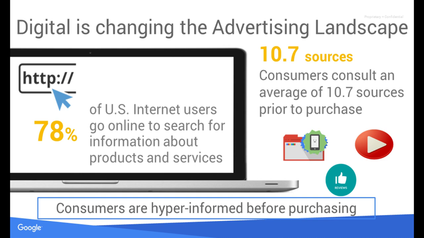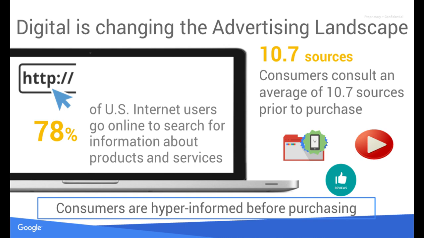Because we're constantly connected, the way that we make purchase decisions has changed. So as marketers, you want to start thinking about this as you think about how to actually approach the audience that you're trying to target for your specific products or services. We found that consumers consult, on average, 10.7 sources before making a purchase. So today, all of us are what Google is calling a digital explorer.